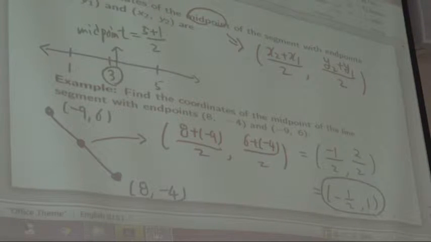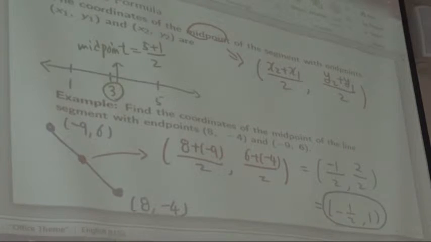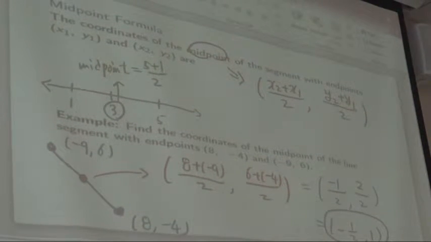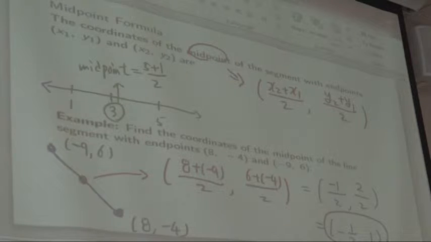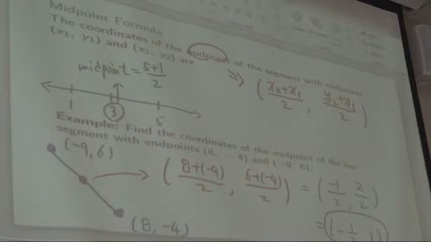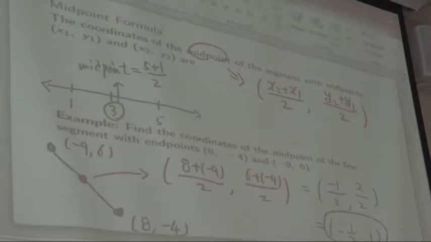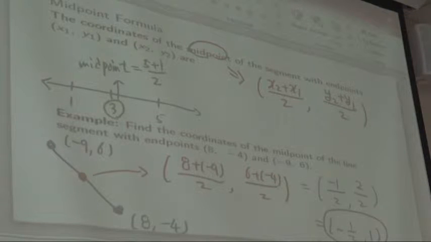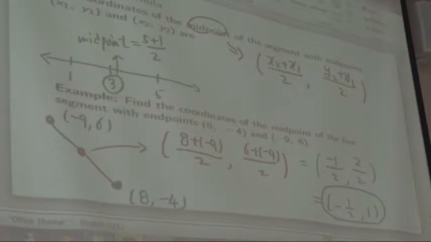And the midpoint: when you have 2 points and want to find the midpoint, which is the middle of the 2 points, the idea is basically this. When you have just one single line, the x-axis, like 1 and 5, the middle point of 1 and 5 is 3. 3 is the average of the 2 given numbers, 5 and 1. So in general, the midpoint of (x1, y1) and (x2, y2) is (x1 plus x2) over 2, and then (y1 plus y2) over 2. That's the midpoint.